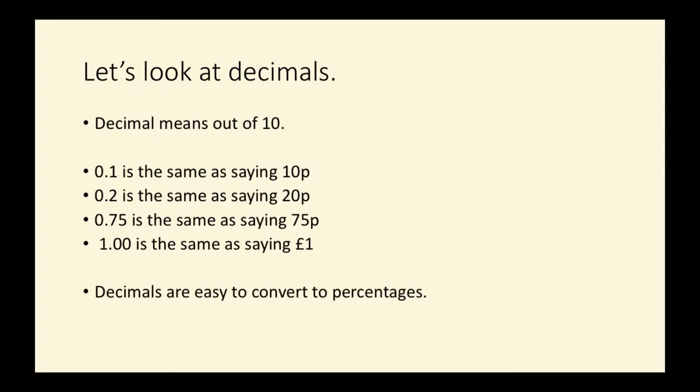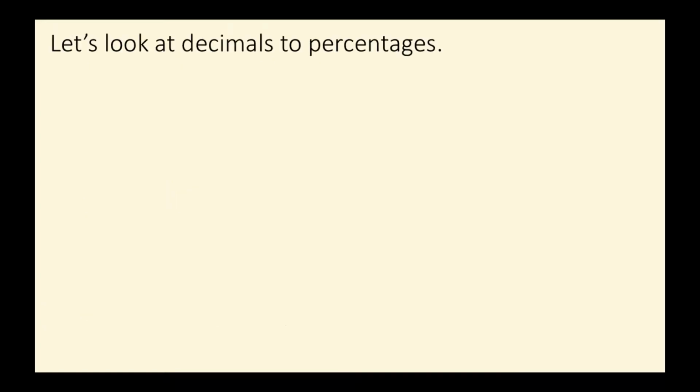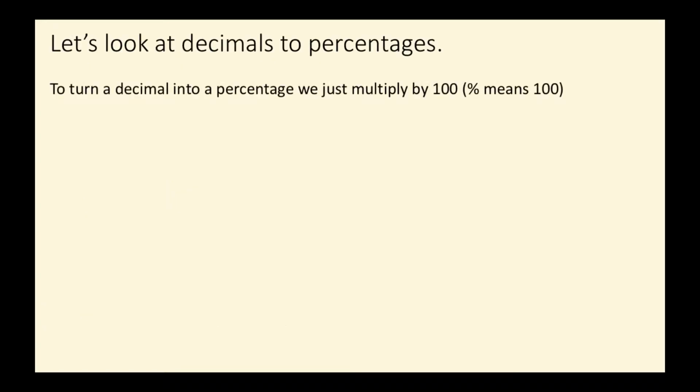So decimals are easy to convert to percentages. Remember that percentage means out of 100. So, to turn a decimal into a percentage, we just multiply that amount by 100, just like we did. 0.1 times 100 is 10%. And as we said before, 0.1 is like saying 10 pence. So it's like saying 10%.